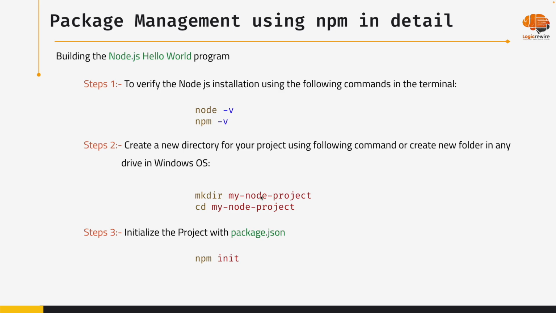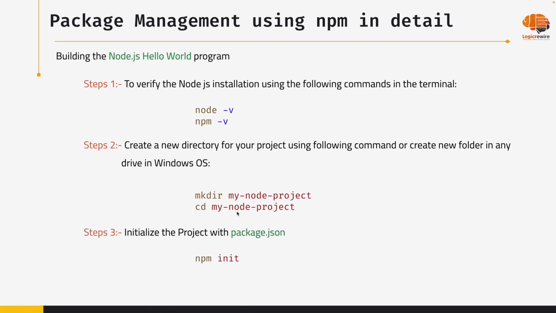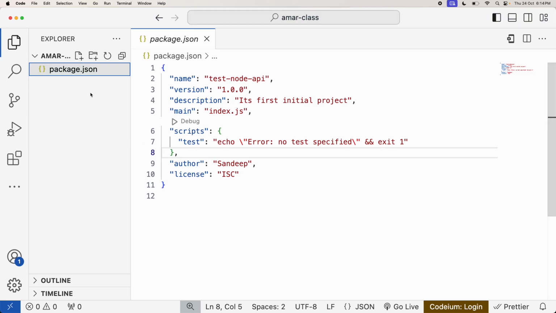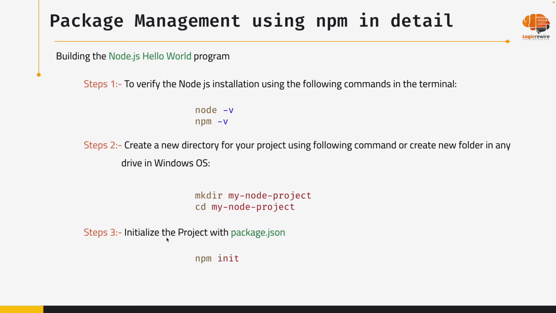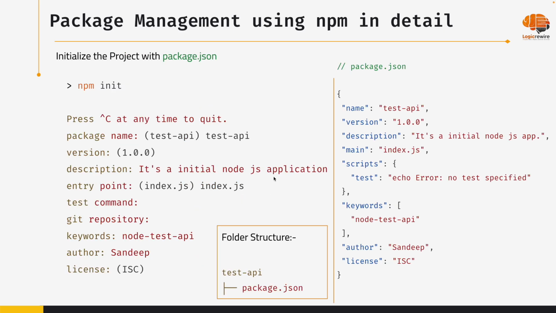Next we have to create a directory, which we have already created, right? Amar-classes. Next, we have to go to the directory. Already we have opened the directory in VS Code instead of going from the terminal. Then we have to just write npm init, as we did already. Next, it will ask what the package name, version, description, entry point, test, git repo, keyword are, all these things it will ask us.